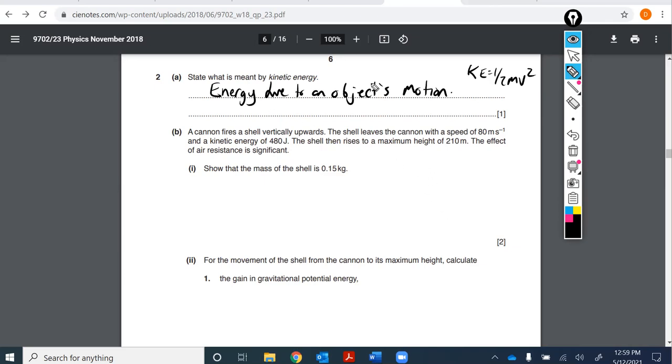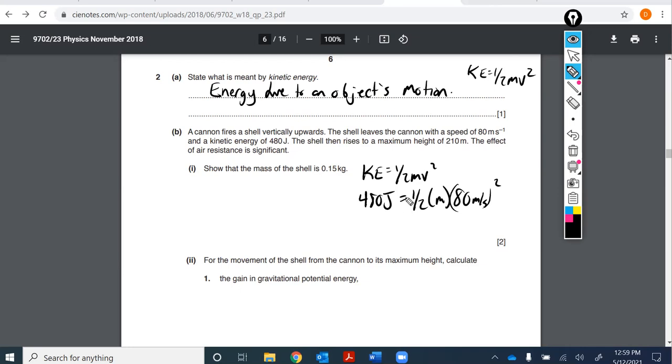So kinetic energy, right? There's the equation. They give us the kinetic energy, they give us the speed, and they want us to solve for the mass, or show that the mass is this. So we should be able to rely on that equation for kinetic energy. If we plug in 480 joules and set it equal to 1/2 the thing we want to solve for times the velocity of 80 meters per second squared, and then solve this for m, we should get 0.15.